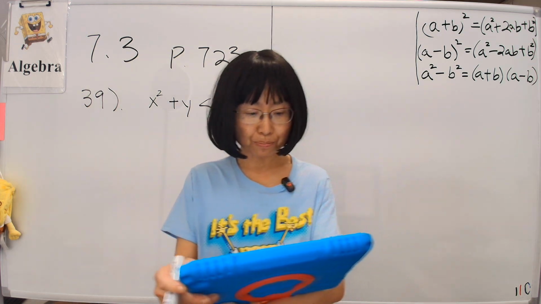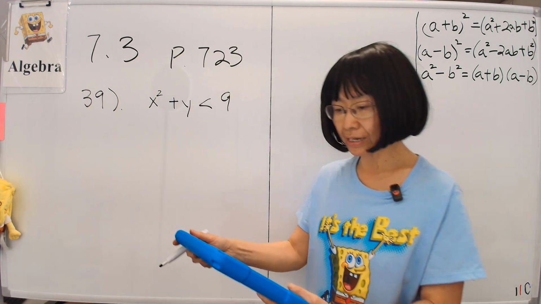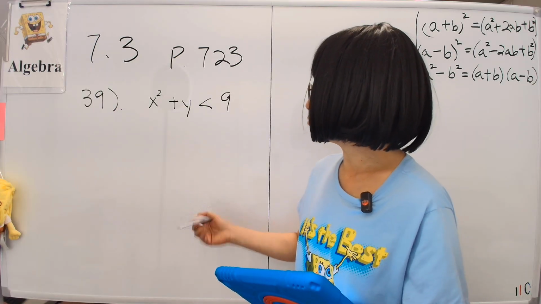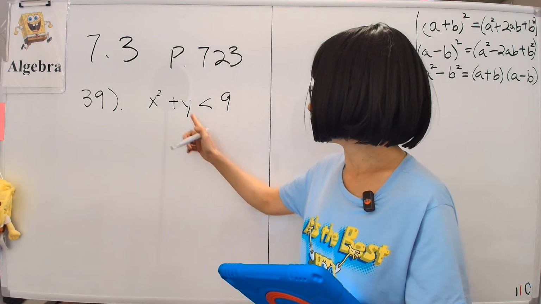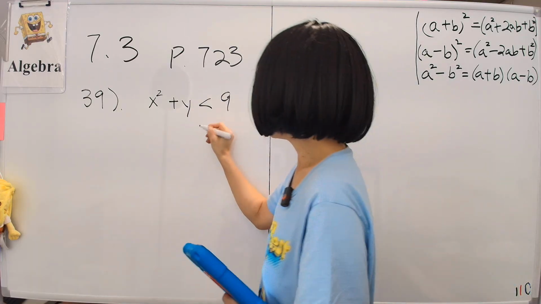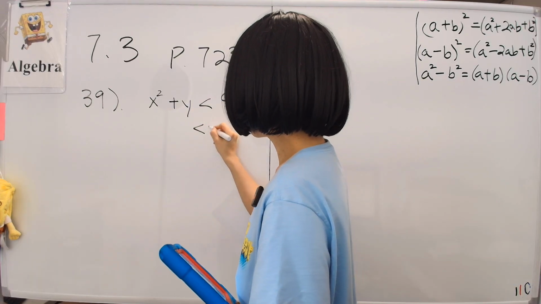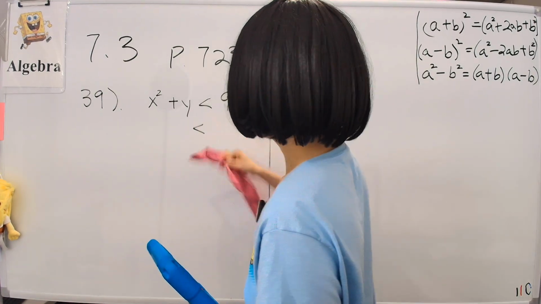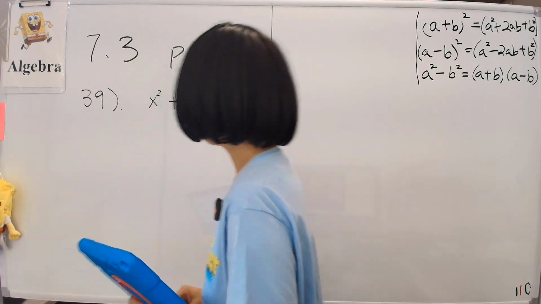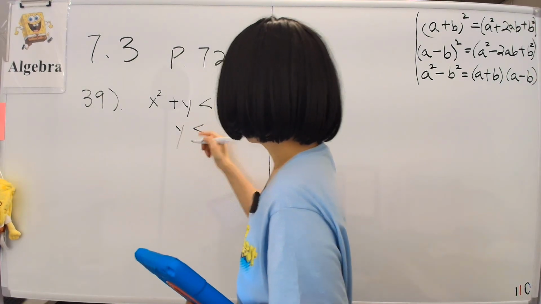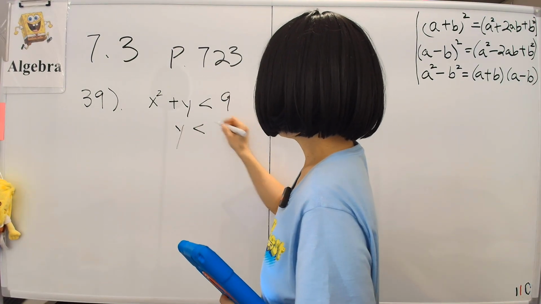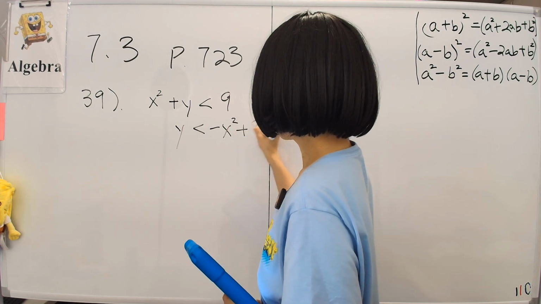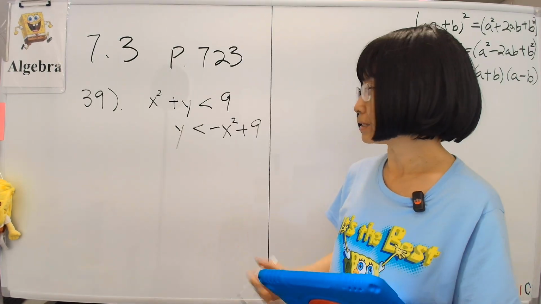So next, let's do problem 39, where we have x squared plus y is less than 9. All right. So now, let's draw it like this. We'll isolate y. That's another way of saying y is less than 9 minus x squared, minus x squared plus 9. That would be the inequality.